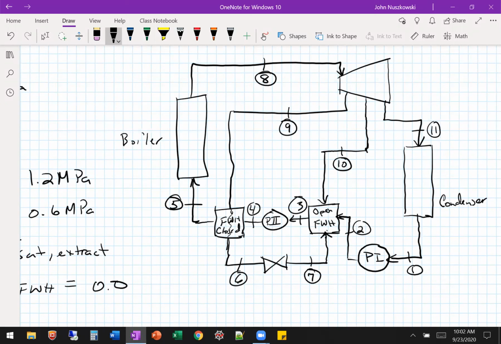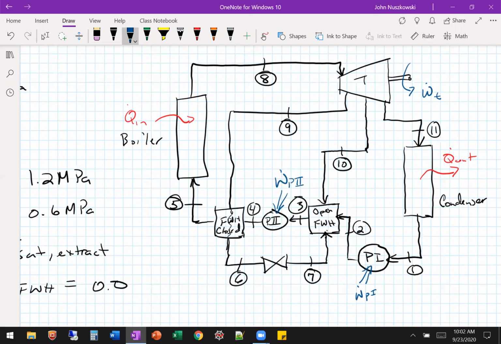So we have our turbine. So we have heat coming in to the boiler. Let's do it this way. Heat leaving at the condenser, right? We have work of the turbine, but we're putting in work at pump 1, and we're putting in work at pump 2, okay?